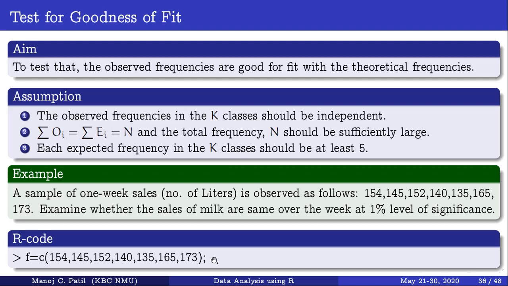But if the probabilities are different, for Monday, or for Sunday you think that there is a high frequency, or the number of liters of milk sold is higher on Sunday, then you may assign a different probability for Sunday or Monday. Here they want to check for the same, so we are not going to put p there. Use chi-square dot test, and just put those frequencies. It will work.